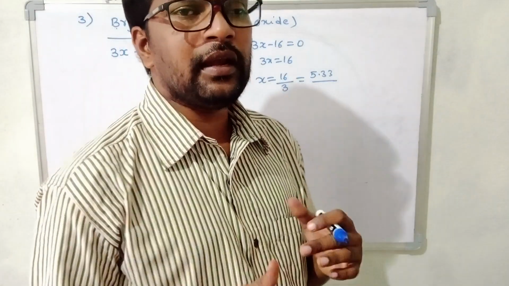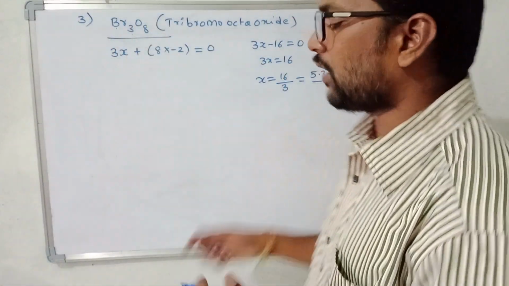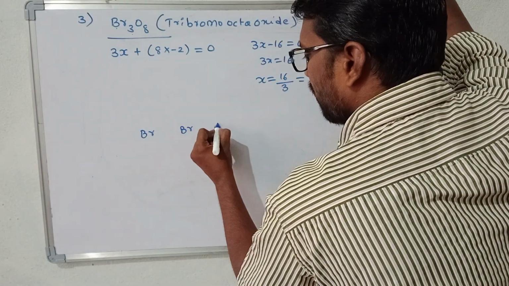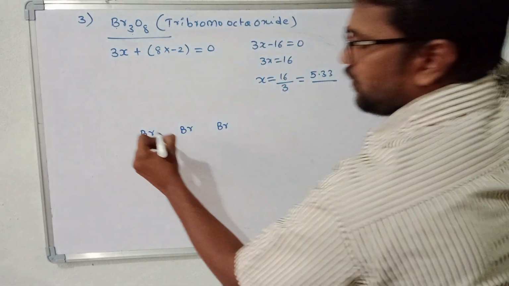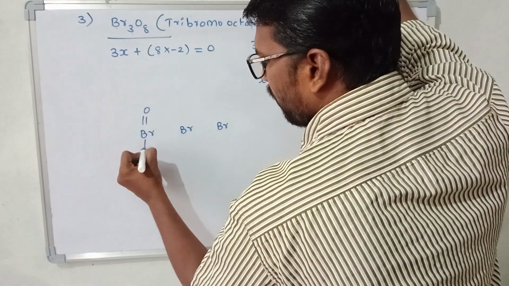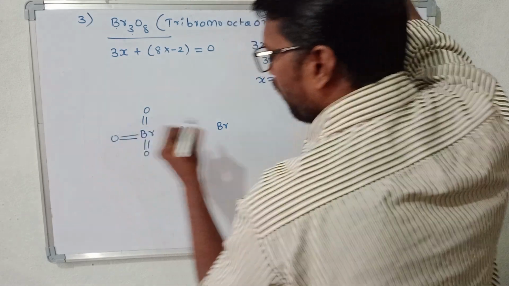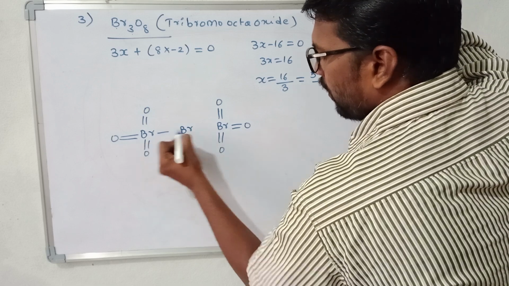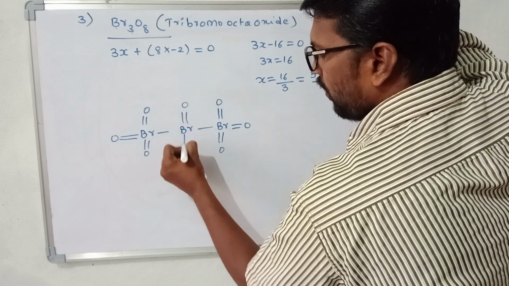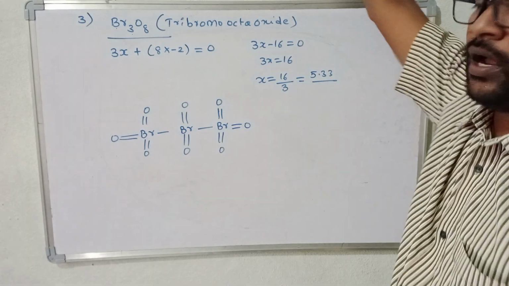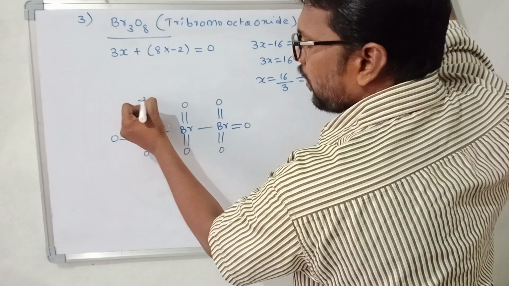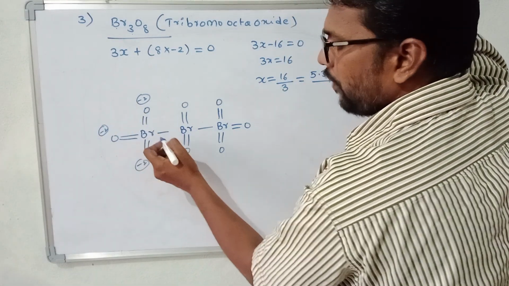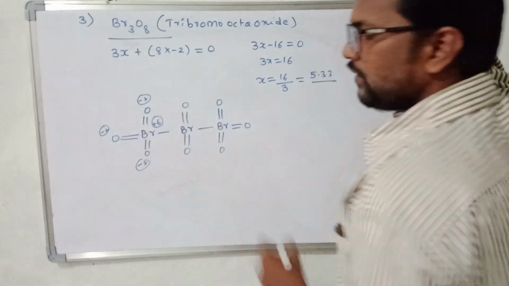If you want to write the individual oxidation state for each bromine, in that condition we write the structure. Total 3 bromines are present, Br, and here 8 oxygens. These 8 oxygens can be present like this: double bond O, double bond O, double bond O. And this terminal bromine also contains 3 oxygens. Now the remaining 2 oxygens are present on the middle bromine. That is the structure of Br3O8. Oxygen contains -2, so -2 five times... in total -6 for this bromine, so bromine contains +6 oxidation state.